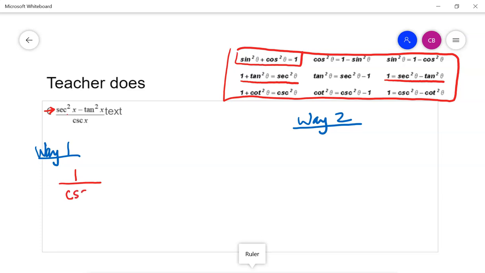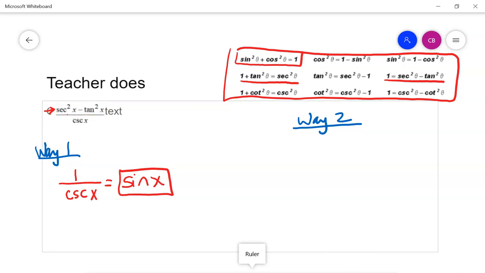And then over cosecant x, and we know that 1 divided by cosecant is going to be the sine of x. That's the quicker way, but it requires you to memorize this fact right here, knowing that that's 1. I don't usually do that, and I usually tell my students to stick with converting everything to sines and cosines.